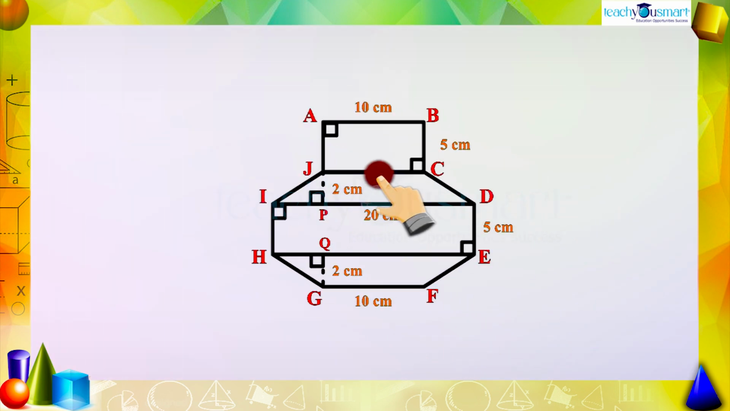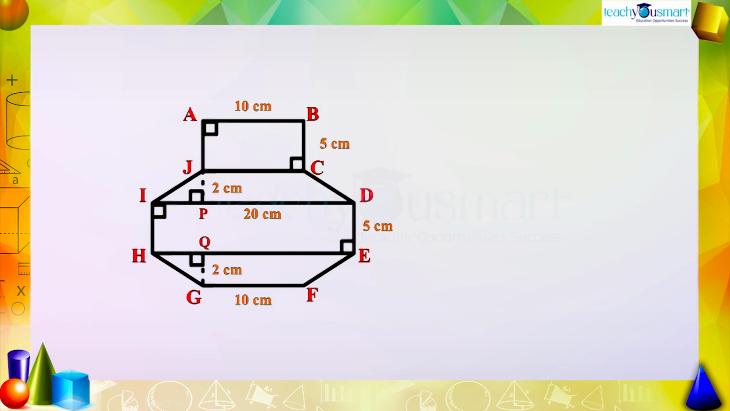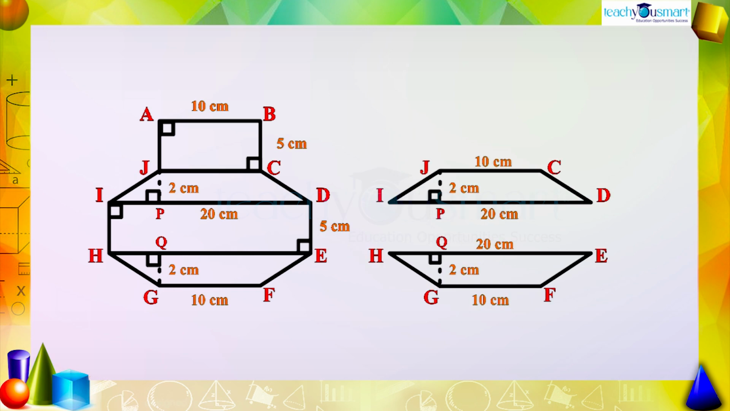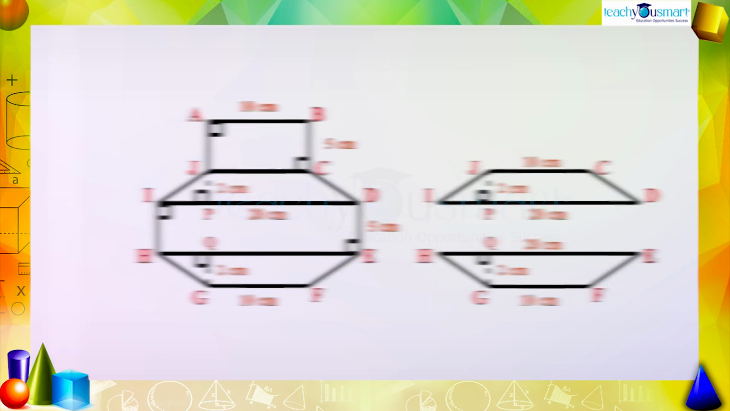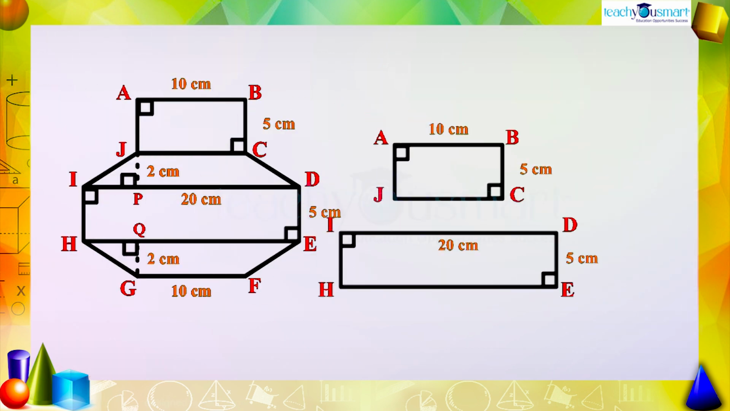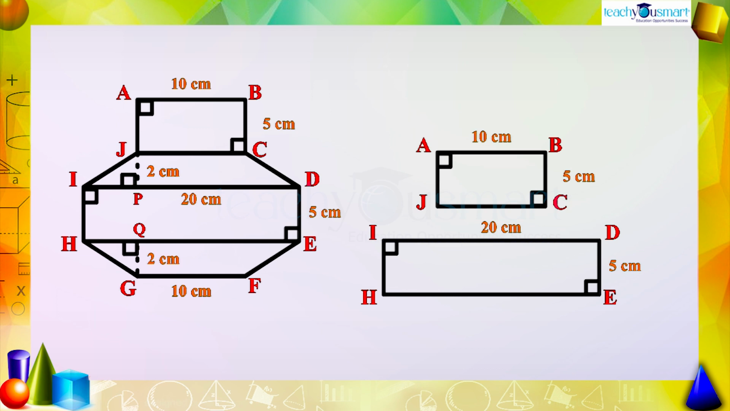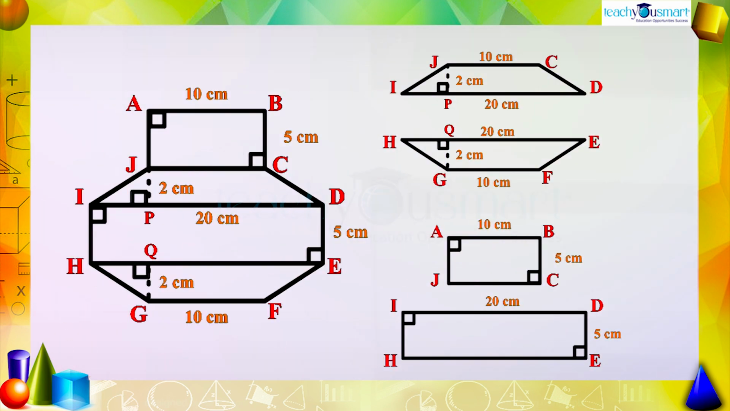Since JC is parallel to ID and HE is parallel to GF, both JCDI and HEFG are trapeziums. Also from the figure, we can say that the quadrilaterals ABCJ and IDEH are rectangles because their angles are 90 degrees. Now we get two trapeziums, JCDI and HEFG, and two rectangles, ABCJ and IDEH.